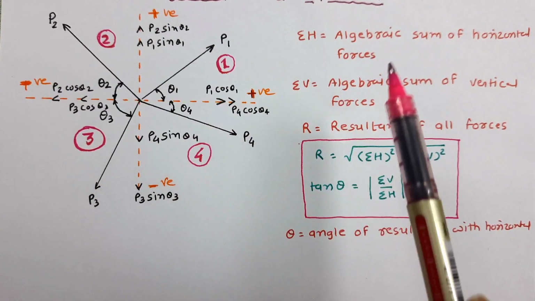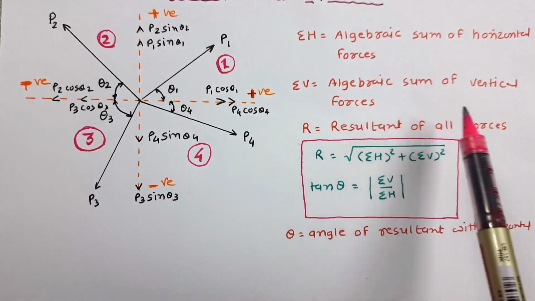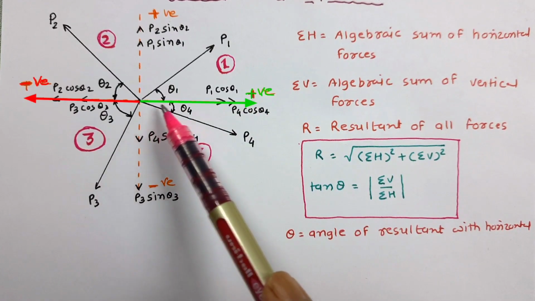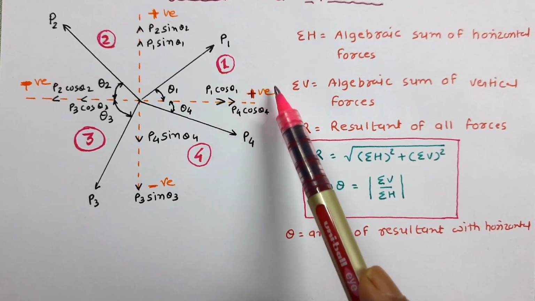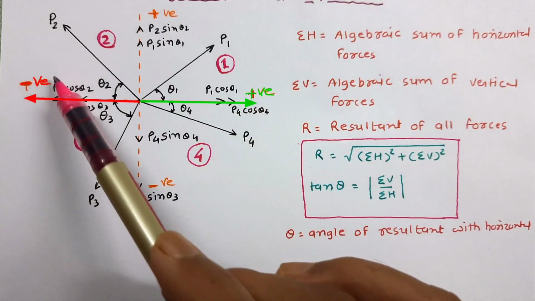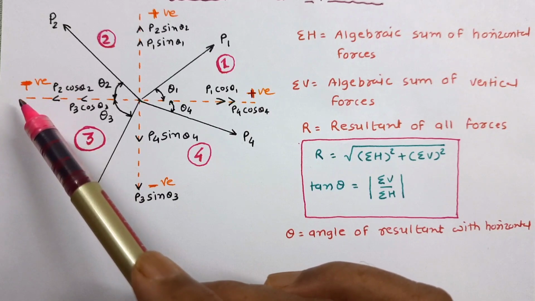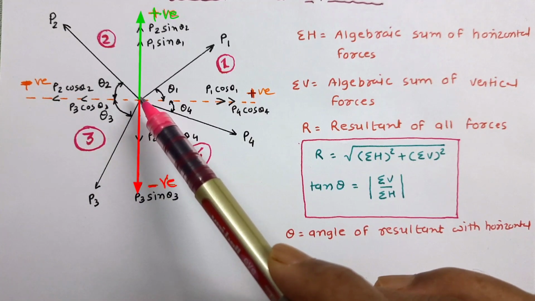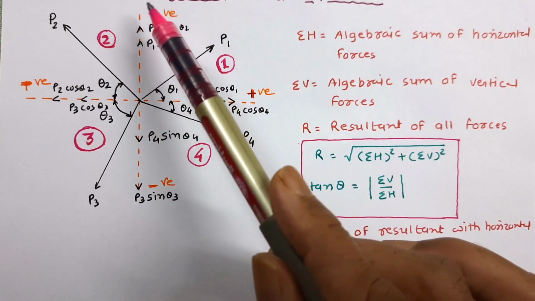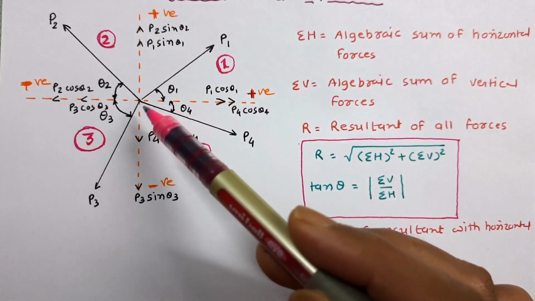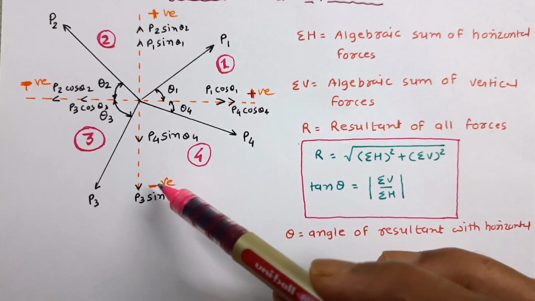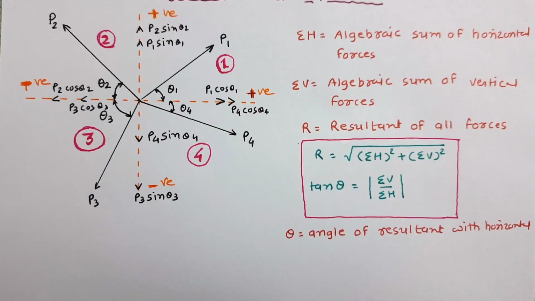Now to work out the algebraic sum of all horizontal forces and algebraic sum of all vertical forces, this sign convention is to be followed. The forces which are acting in positive x direction are taken as positive. The forces which are acting in negative x-axis, these forces are to be considered as negative forces. Same way, the forces which are acting in vertical direction and positive y direction, these forces are taken positive, and the vertical forces which are acting in negative y direction, that are to be taken as negative. So let us see how it can be done.